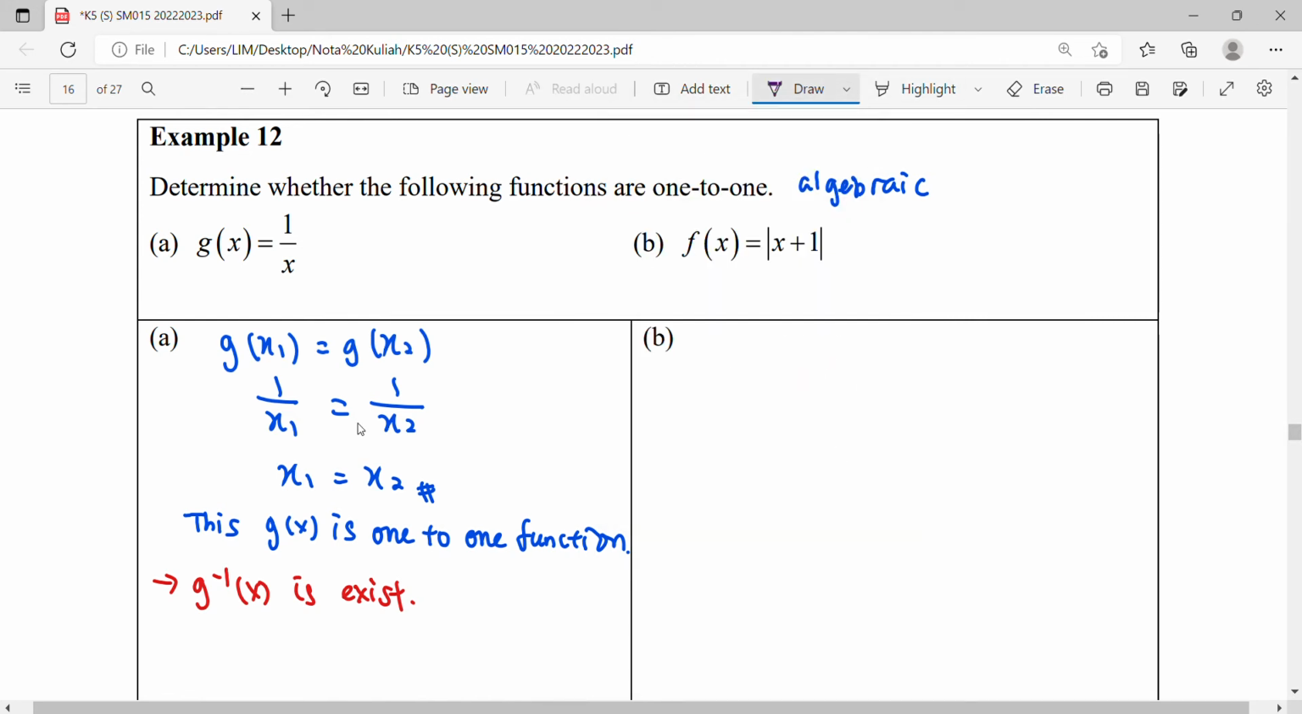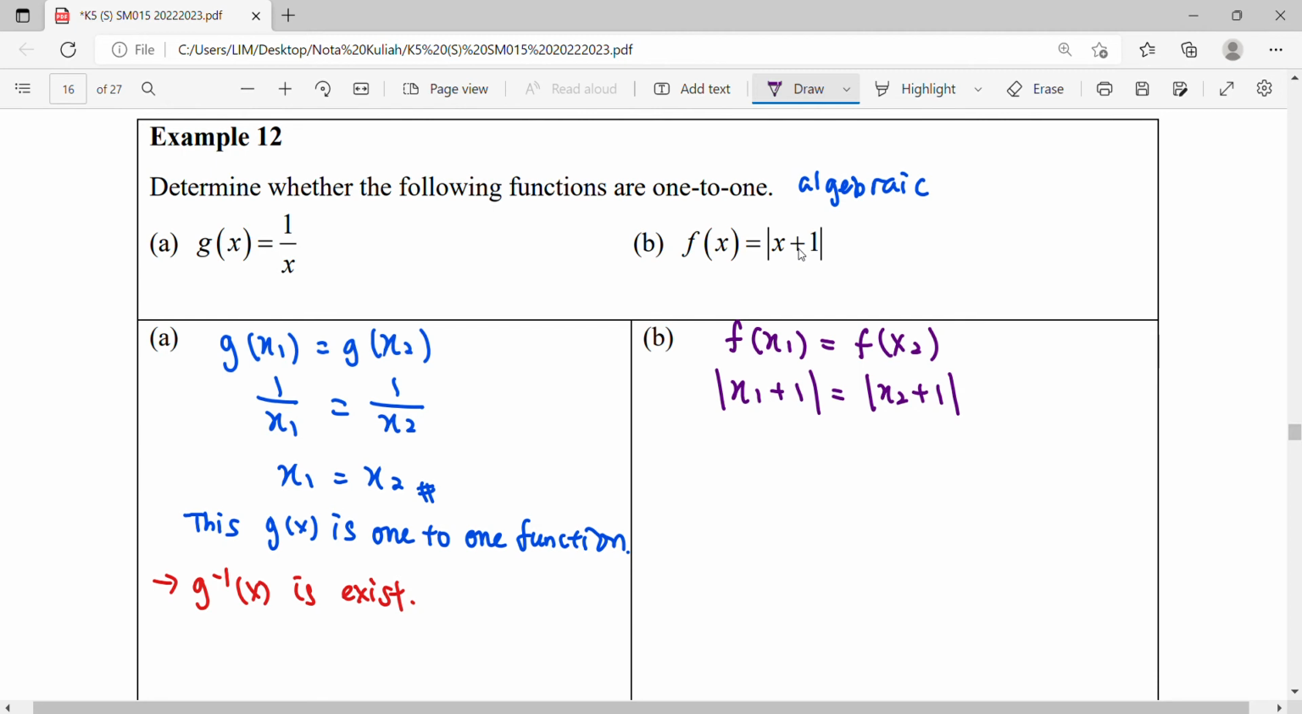So for question B, f(x) equals modulus of x plus 1. We're using the algebraic method to prove whether it is one-to-one. So we will start with f(x1) equals f(x2). Substitute x1 into the function, so here will be modulus of x1 plus 1. Meanwhile, substitute x2 into the function, and here will be modulus of x2 plus 1.